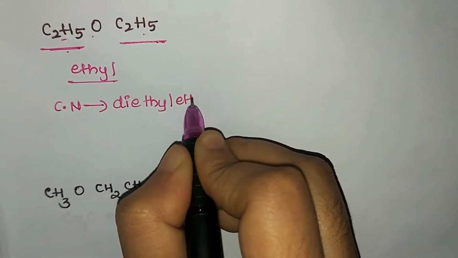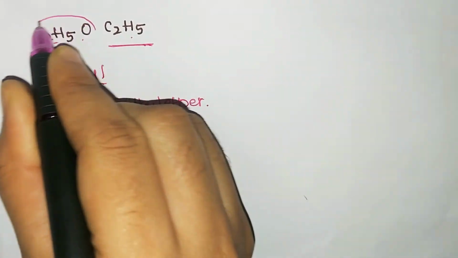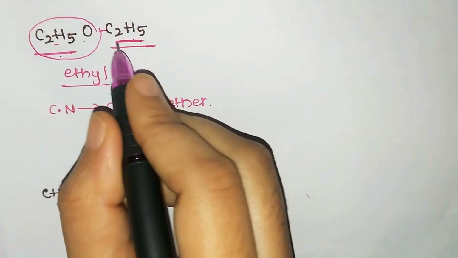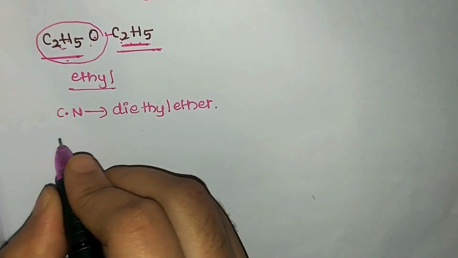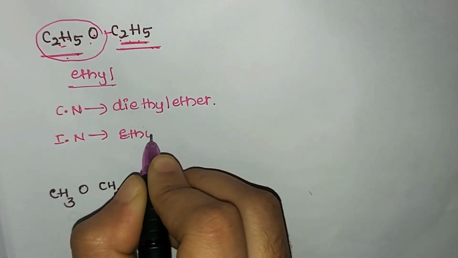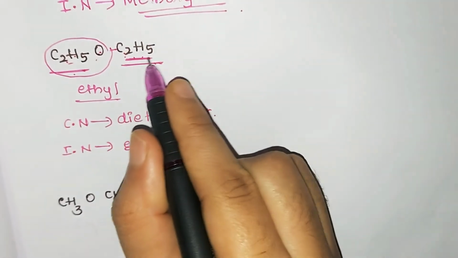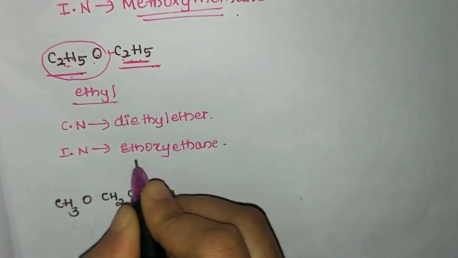What will be the IUPAC name? You have to consider one as your substituent and one as the parent chain. So one substituent will be ethoxy, and the parent chain will be ethane. Hence the IUPAC name will be ethoxy, because it is OC2H5 attached to C2H5, which is nothing but ethane. So the IUPAC name here is ethoxyethane.